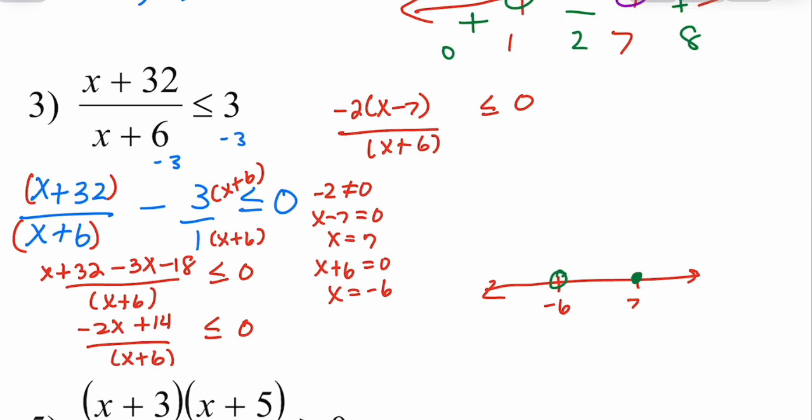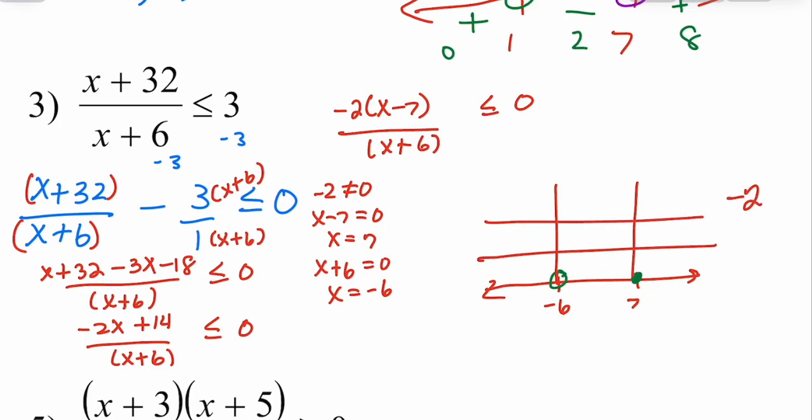Okay. Now, just like before, we got to make a little chart. So now that hard part's kind of over with. But we have a factor of -2, a factor of x minus 7, and a factor of x plus 6. Now, since -2 is a number, it is always either positive or negative. In this case, it's always negative. So I'm just going to put a little negative, negative, negative. No matter what, -2 is negative.